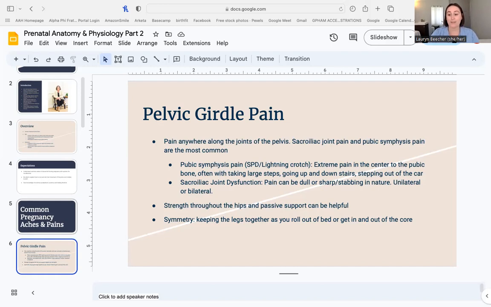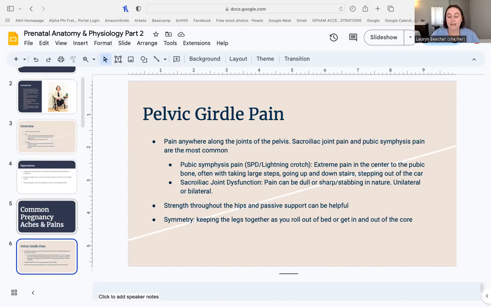It's commonly referred to as lightning crotch, or if someone comes into your class and they're describing this pain in the front of their pelvis, they might say it feels like a bolt of lightning or it feels really sharp. Those are all good indicators that there is some type of dysfunction at the pubic symphysis or the symphysis pubis. So it's often incredibly extreme pain.